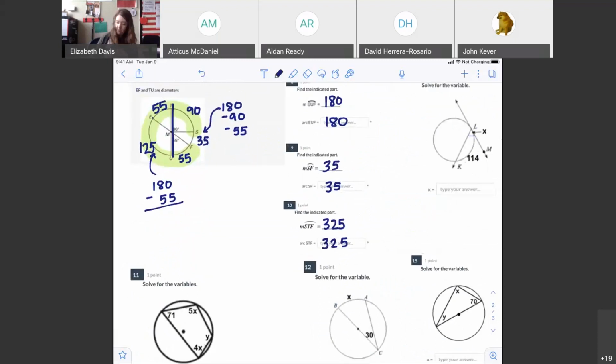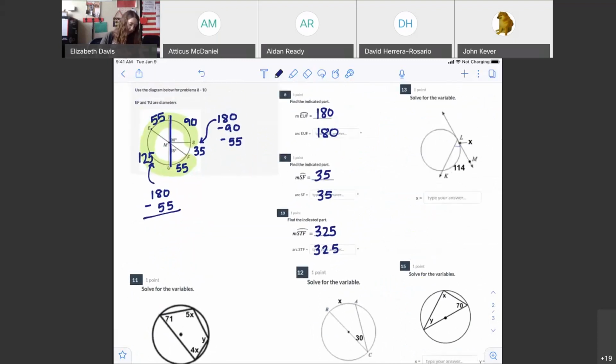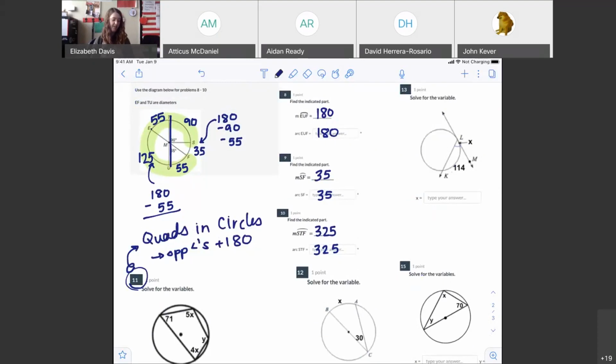So here's what I want to remind you on number 11, about quadrilaterals and circles. Opposite angles add to be 180. All right, so that's what we need to know for 11. Opposite angles of a quadrilateral inscribed in a circle are going to add up to 180. So go ahead and try number 11.